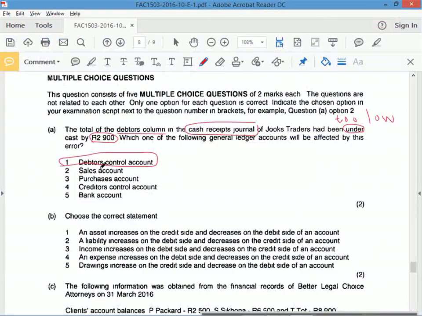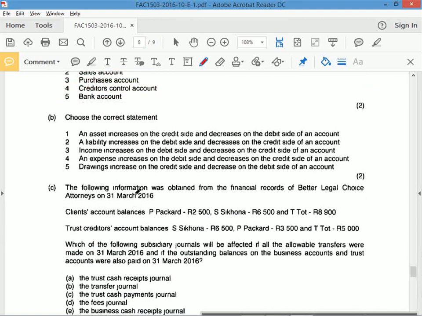Let's look at B. I honestly just did this. I said, there it is right there, debtors column. Cash, it can't go anywhere else. Correct. You already gave it to me, because the error was in that account, yes. Good. Right, B, choose the correct statement.